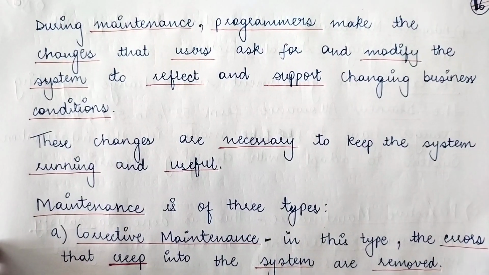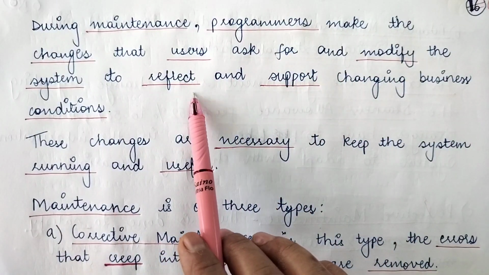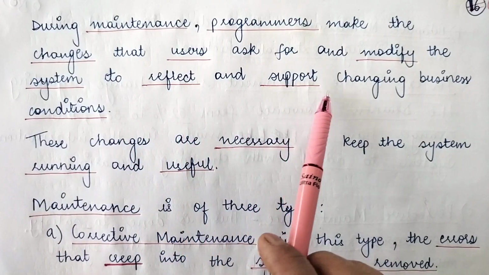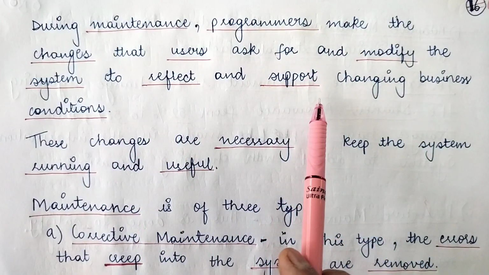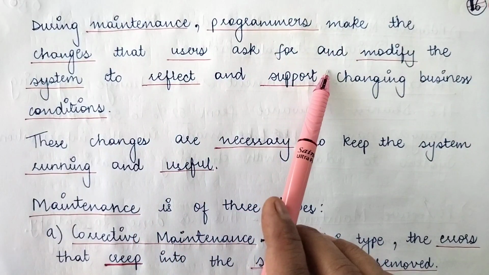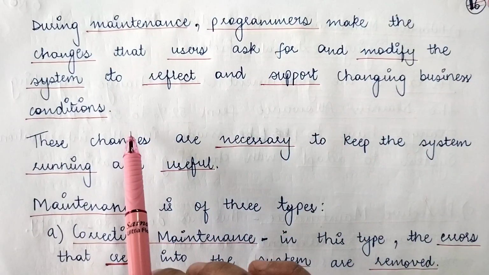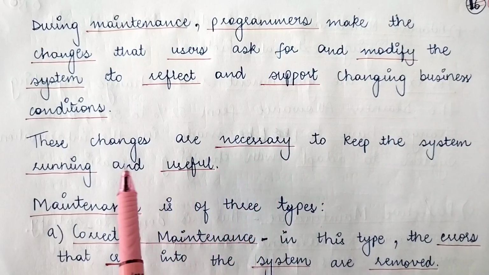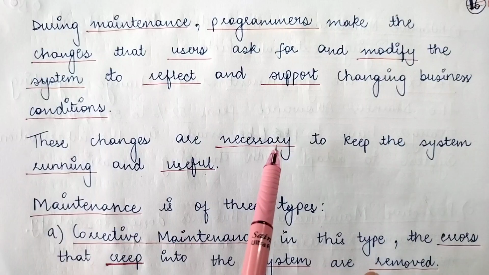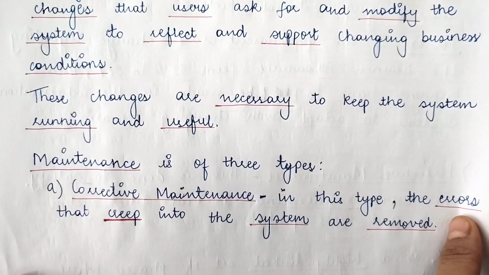Now during maintenance, programmers make the changes that users ask for and modify the system to reflect and support changing business conditions. According to the changing business conditions, the demands of the users change. So for that purpose, the programmers make the necessary changes in the information system so that it can reflect and support the changing business conditions. These changes are necessary to keep the system running properly and useful. Obviously, if you don't make these changes, the system would no longer be useful.